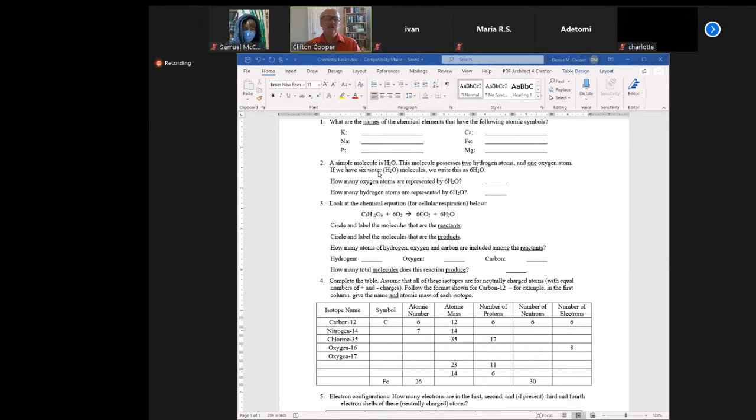If you have 6 of those water molecules, then you put the 6 in front. That's a coefficient. So how many oxygen atoms do we have with 6 H2Os? 6. Yes. 6. How many hydrogen atoms? 12. Yep.